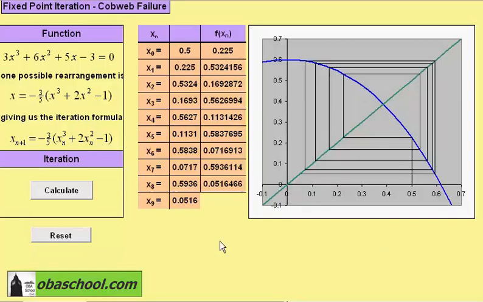The cobweb is not the only pattern. We'll see another pattern called the staircase in our next example. But it's important to realize how these patterns are built. We know the x0 value was 0.5. So we started at 0.5. We then evaluate the function.